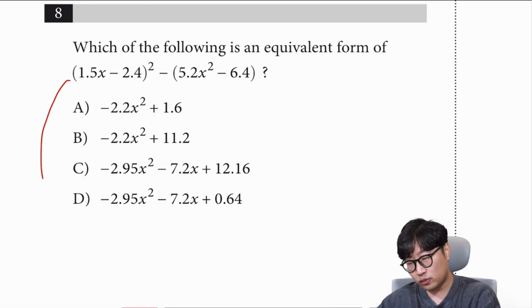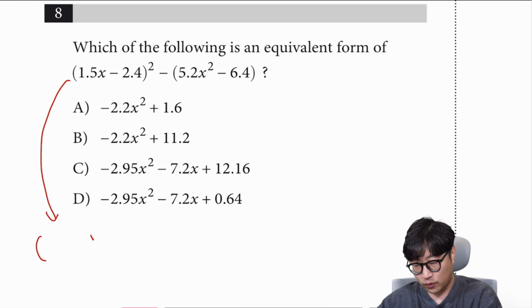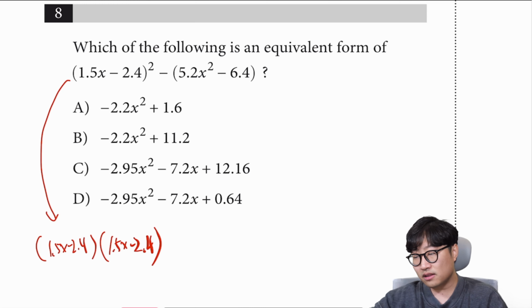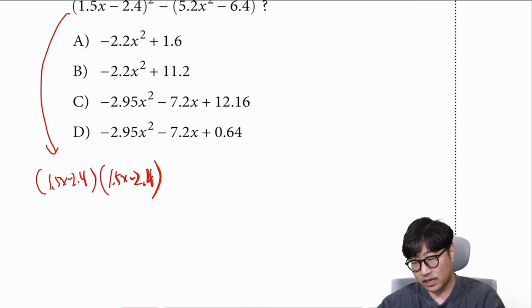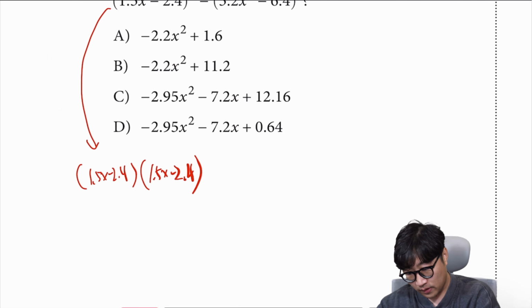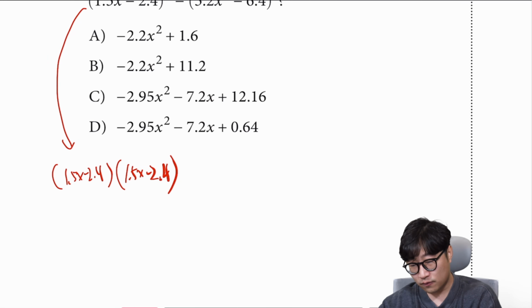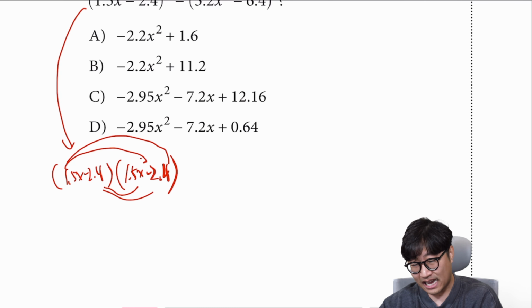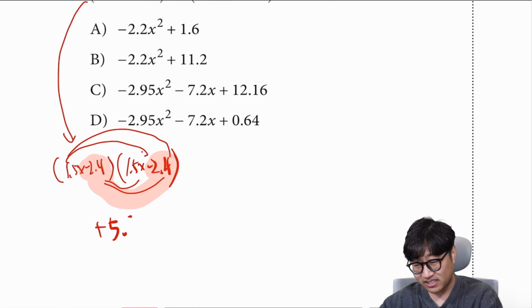What I mean by that is when you foil this, 1.5x minus 2.4 and then 1.5x minus 2.4, there's going to be a lot of values, but I'm only going to worry about these two. So when you foil, what does foil even stand for? First, outer, inner, and then last, I think. Yeah, but I'm only going to do the very last. And then when you do that, that'll be plus 5.76.